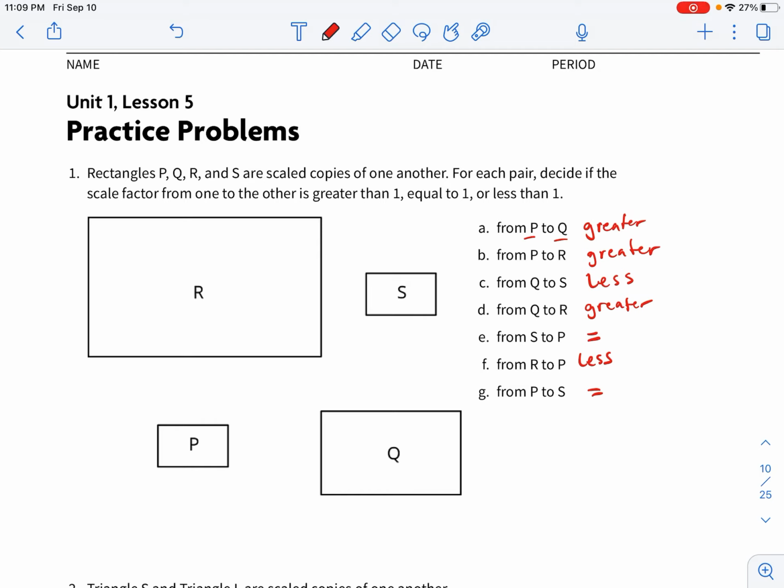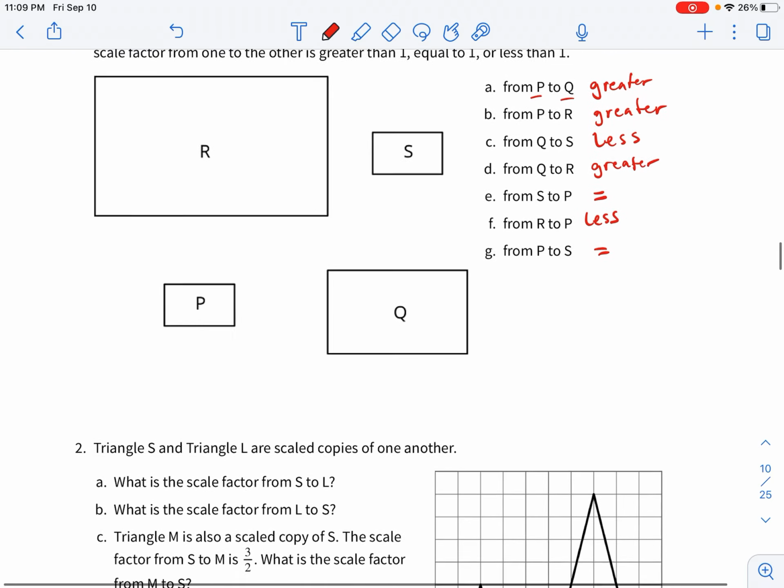With Q to S, it went smaller, so the scale factor had to be less than 1. From Q to R got bigger, so that had to be greater. From S to P, they stayed the same, so that's a scale factor of 1. Anything times 1 is itself. R to P got smaller, so it'd be less. And then P to S, it would be equal once again.